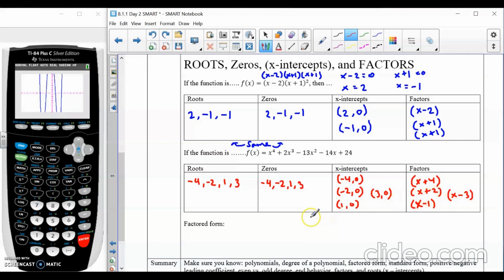Okay, and lastly, all we have to do is take these factors and arrange them like we saw in this problem, because this is in factored form, and that's exactly what we want here. So I will just go ahead and write my f of x and say that f of x is equal to x plus 4 times x plus 2 times x minus 1 times x minus 3. I literally just took all of these factors and stuck them in my equation. And that is it.